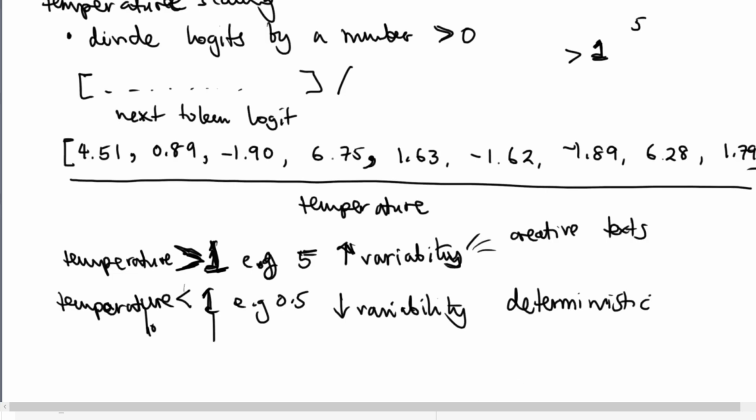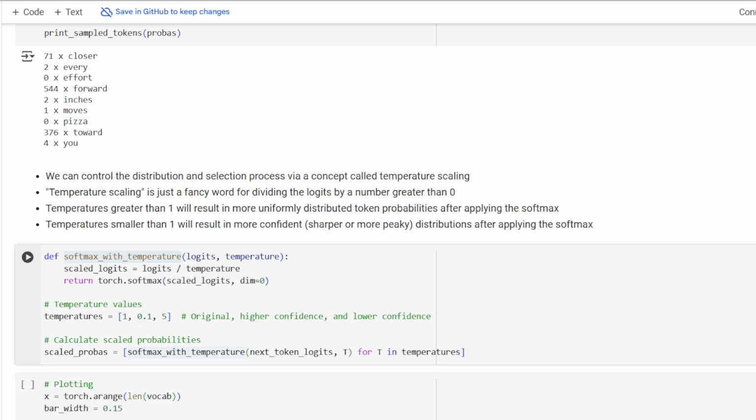Let's just see in code what I've been saying here. Here we are going to create this softmax with temperature. We're going to have our logits that come out of our model, and a temperature. The scaled logits are going to be the logits divided by that particular temperature, and then we just return the softmax, which gives our probabilities.